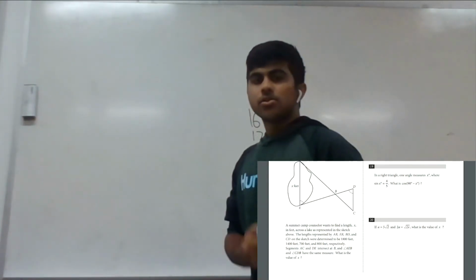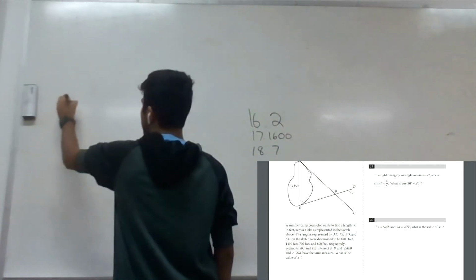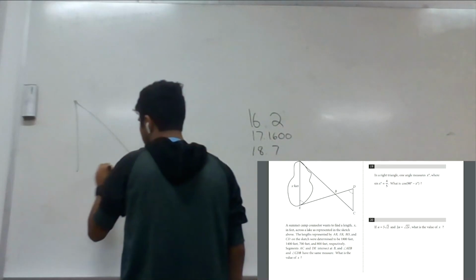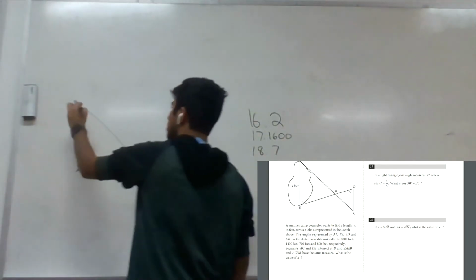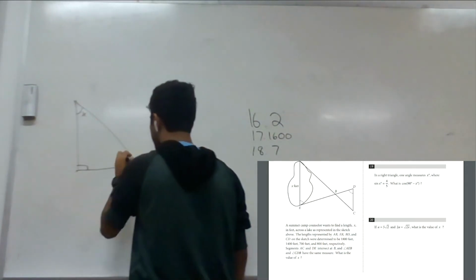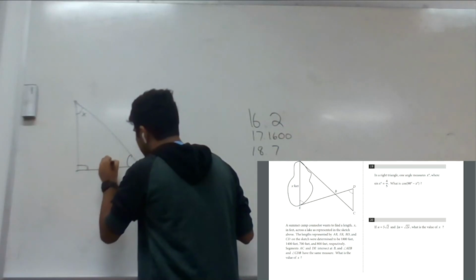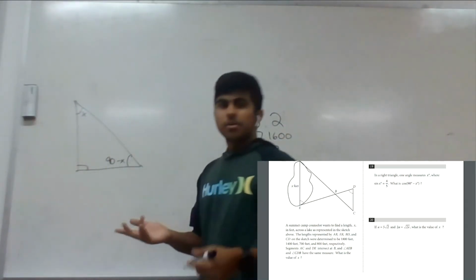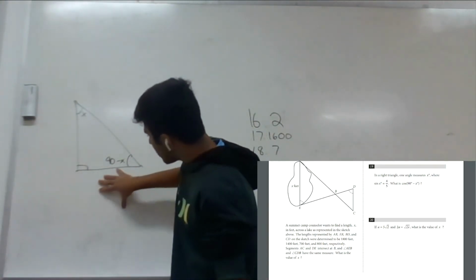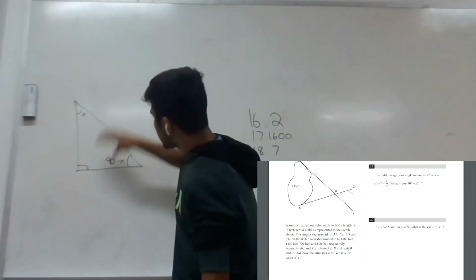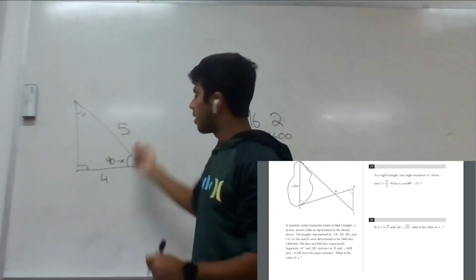Alright, so it's a right triangle, right? We're dealing with a right triangle, so I'm just going to draw a right triangle. So this is that one, this is x, and since they have to add up to 180, this angle right here is going to be 90 minus x. Now we have sine of x, which is going to be opposite over hypotenuse. Sine of x, this over this, is 4/5. We can just say 4 and 5. Sine of x is 4 over 5.